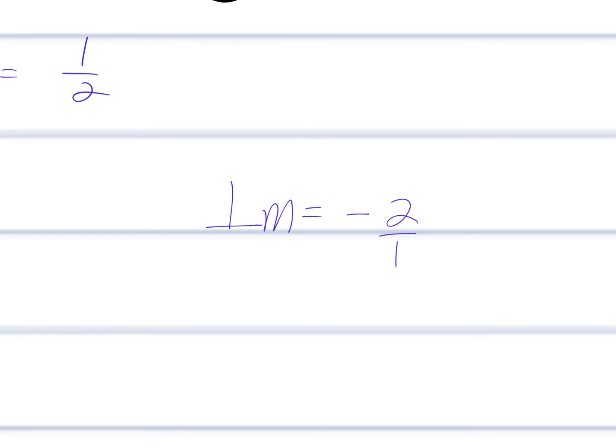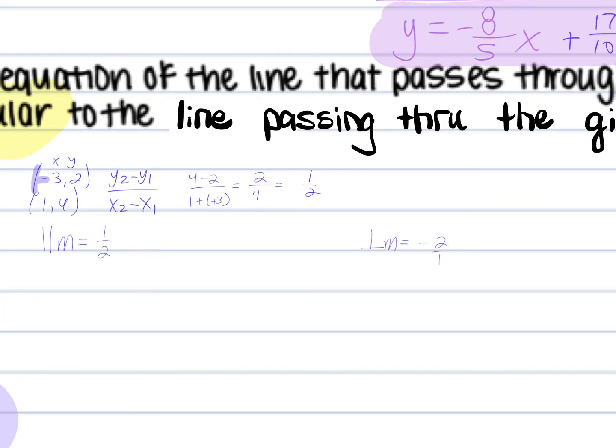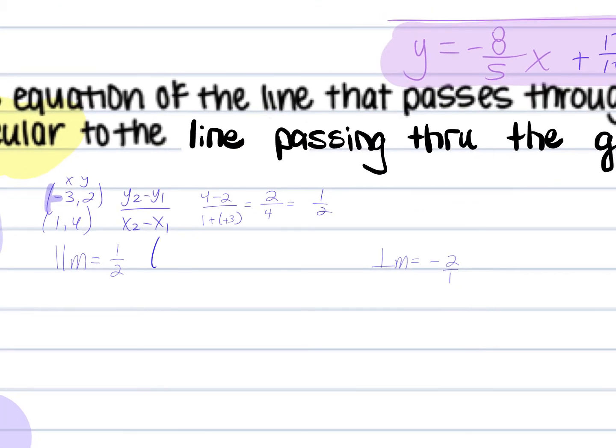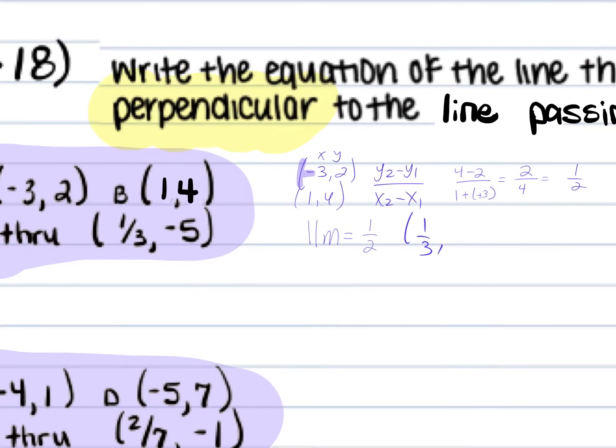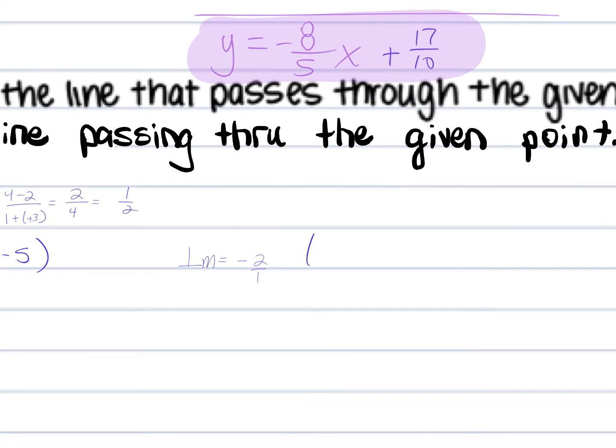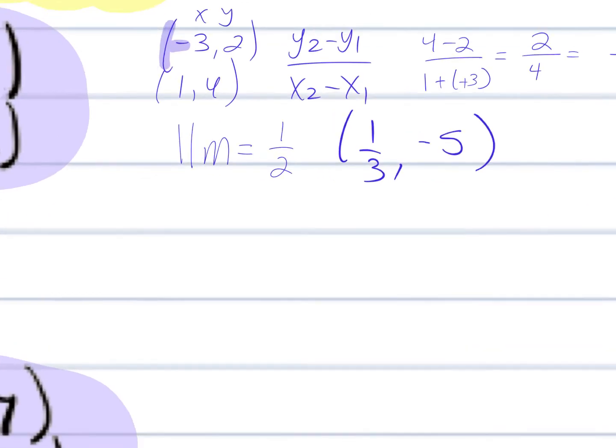Negative 2 over 1. You don't have to write it over 1, but you can. Now, guys, everything else now is exactly the same. They give me the point 1/3 and negative 5. So we're going to do everything we've done. 1/3 and negative 5. We're going to go into point slope form.